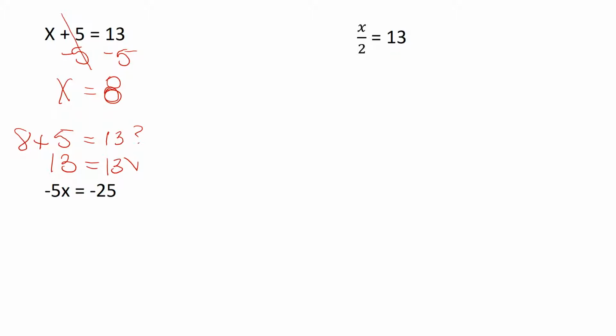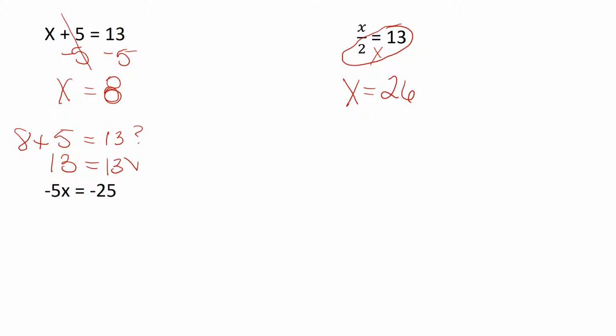Your second problem is x divided by 2 equals 13. The opposite of division is multiplication. So in order to get the x by itself, we're going to multiply both sides by 2. So all I do is just circle my 2 and my 13 and show that I'm going to multiply. So that's going to leave me with x equals, and 13 times 2 would leave me 26.